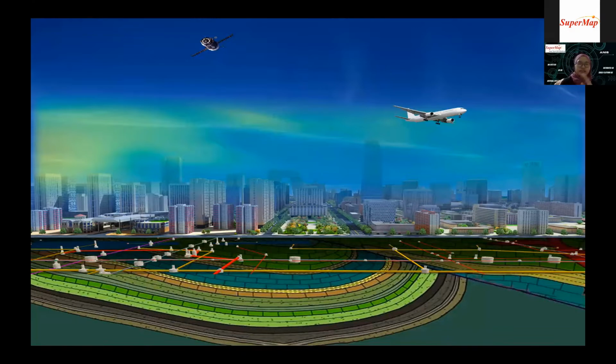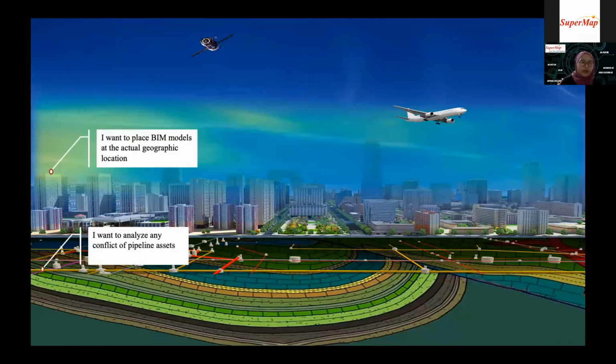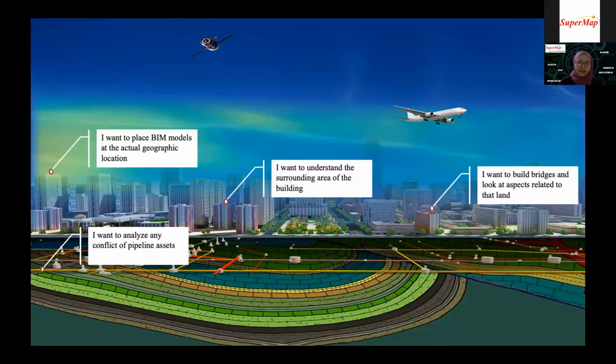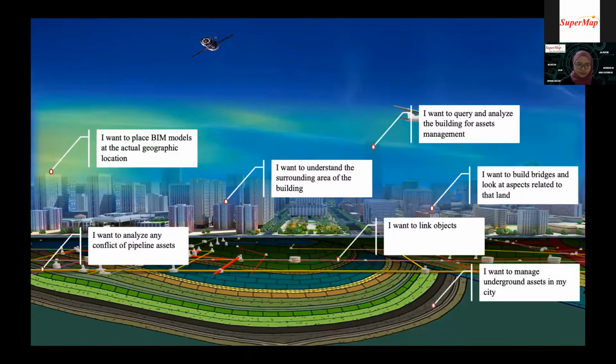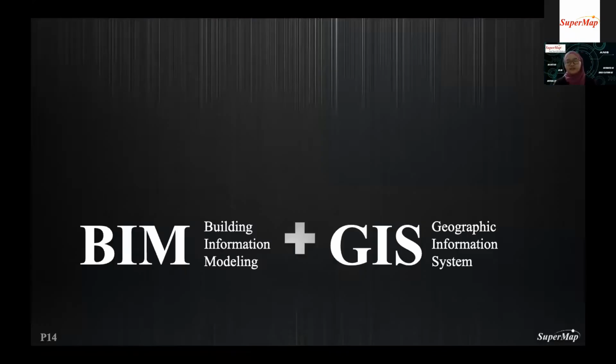So these issues start with the question, how if? How if I want to place BIM models at the actual geographic location? How if I want to analyze any conflict of pipeline assets? How if I want to understand the surrounding areas of the building and the other issues as well? Okay, so now those questions can be answered using the integration between BIM and GIS.